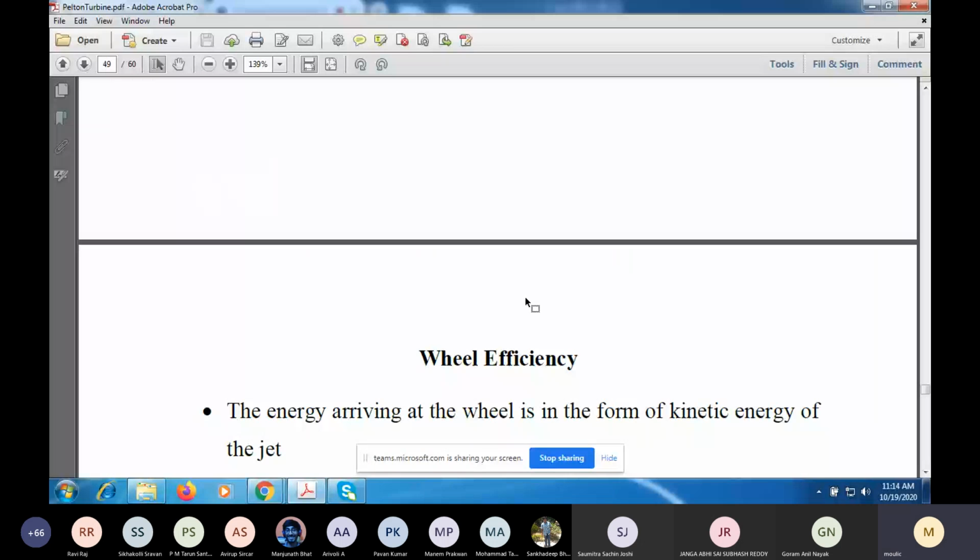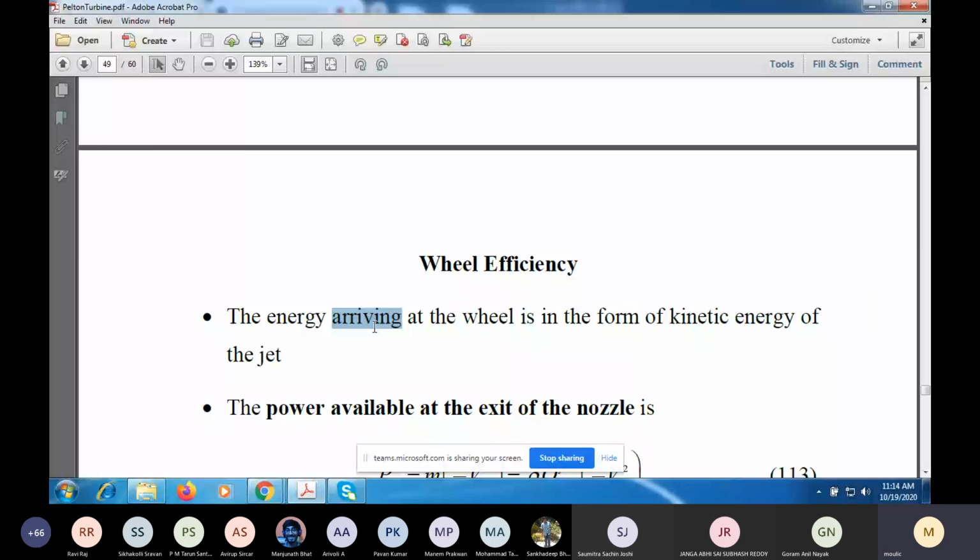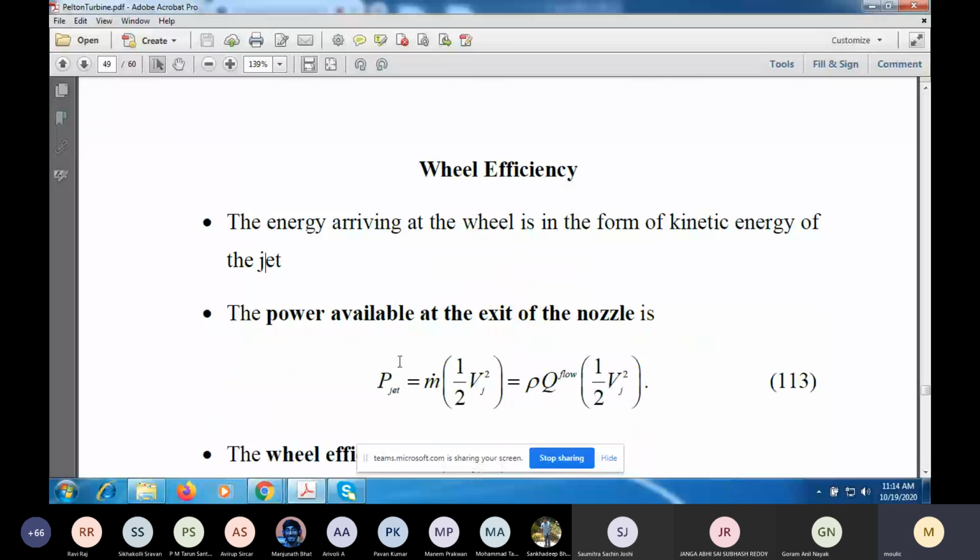Now, the energy that is arriving at the wheel is in the form of the kinetic energy of the water jet. So you can think of a power that is available at the exit of the nozzle, which is the mass flow rate of the water times the kinetic energy, half V_J squared. And this P jet you can recognize as the maximum power that can be developed.